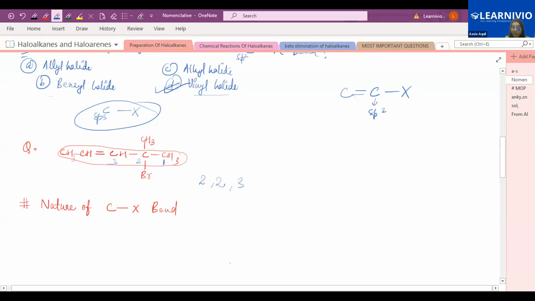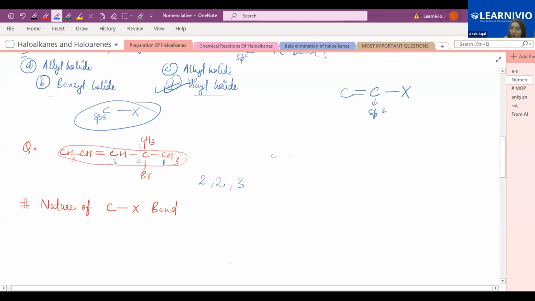But when you start the numbering from here, it will be 1, 2, 3 and 4. So obviously the substituents are on 2 and 4, so obviously we will not consider that. We have to number in such a way that the substituent will get the smallest number, right? It should get the smallest position, so 2, 2, 3. So what will be the name of this? Let's try to name this according to alphabetical order.